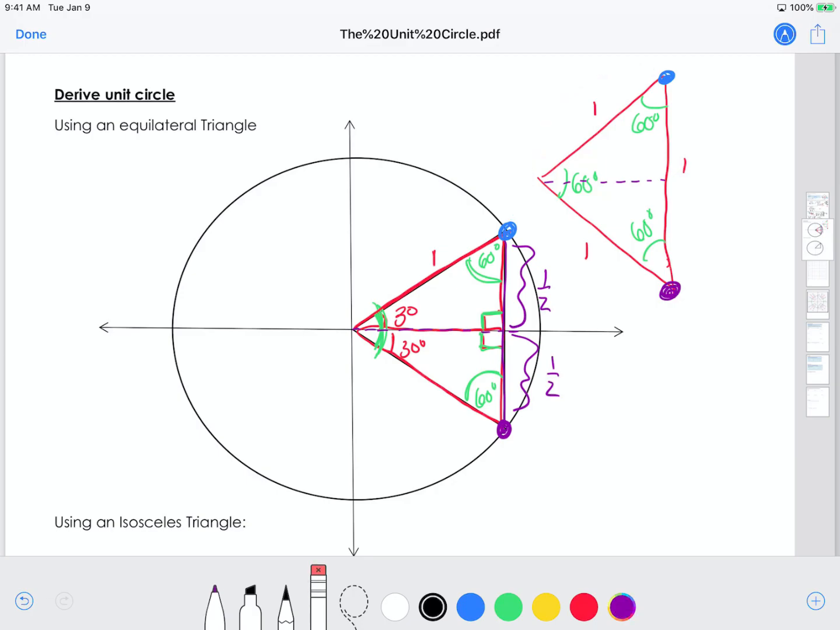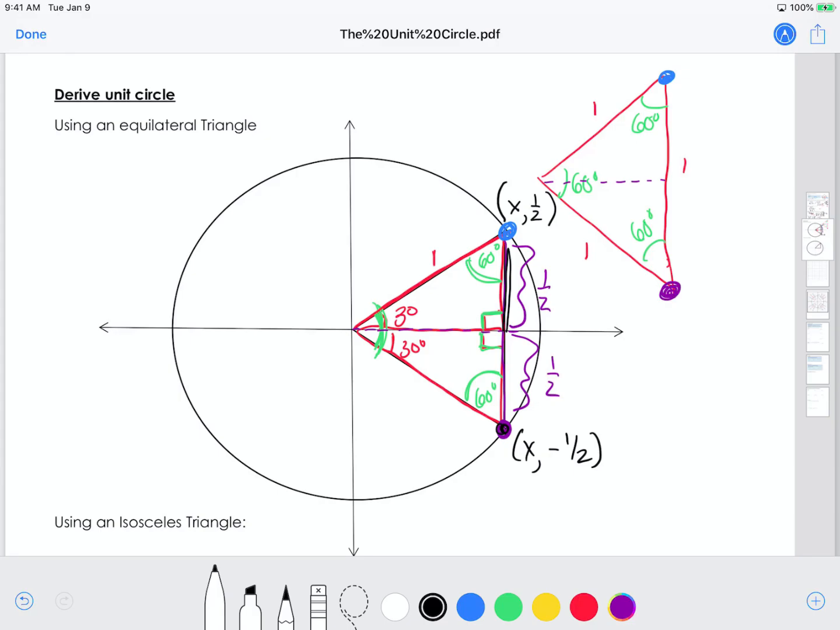So now, if I look at the ordered pairs, I don't know what the value of x is, but my y has to be 1/2 because this distance up here from the x-axis is 1/2. And this ordered pair down here, the y value has to be -1/2 because it's in the fourth quadrant.